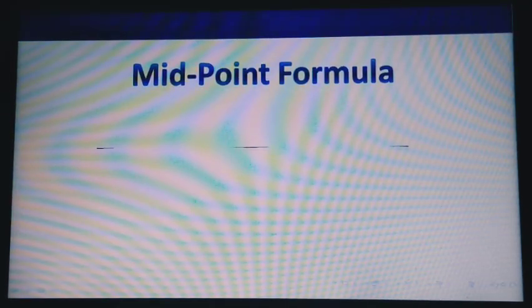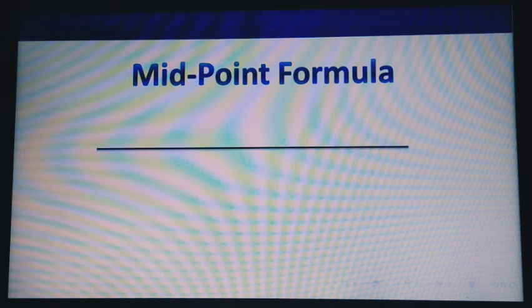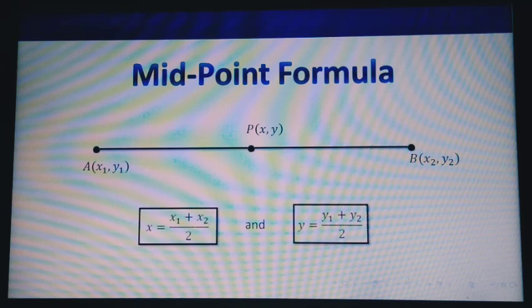So let me take a line whose endpoints are A and B. Fine, so the coordinate of A is x1, y1 and the coordinate of B is x2, y2. Now let me take a point P exactly in the middle, that is P is the midpoint of A and B. Then the coordinate of P is given by this particular formula.